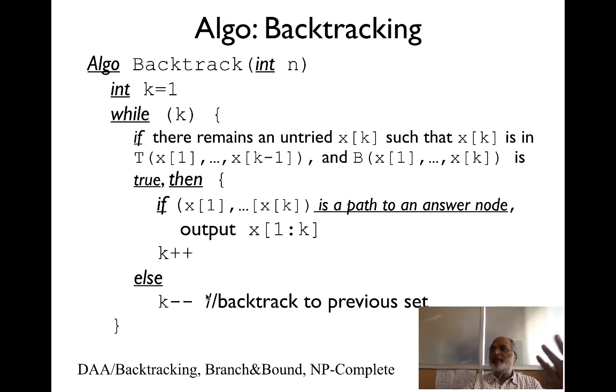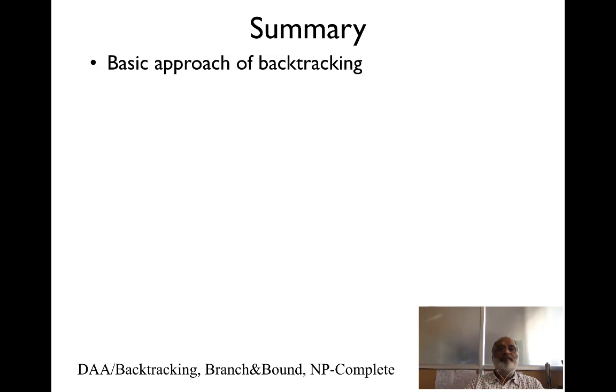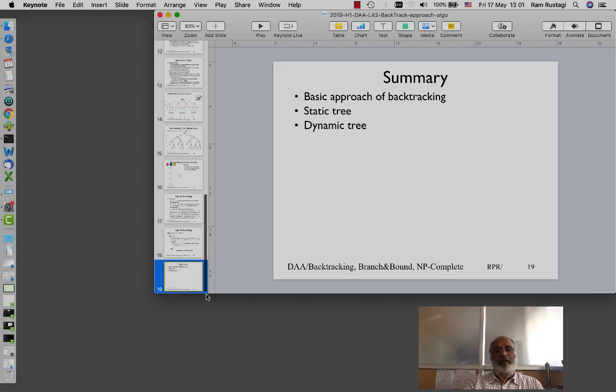We will look at more details in subsequent lectures. In summary, the basic approach of backtracking is that we build 2 kinds of trees, a static tree and a dynamic tree. In a static tree, we build the entire tree space and then look at the problem, searching the tree to find a solution. In a dynamic tree, you look at the problem instance and then build the tree. That's our approach.